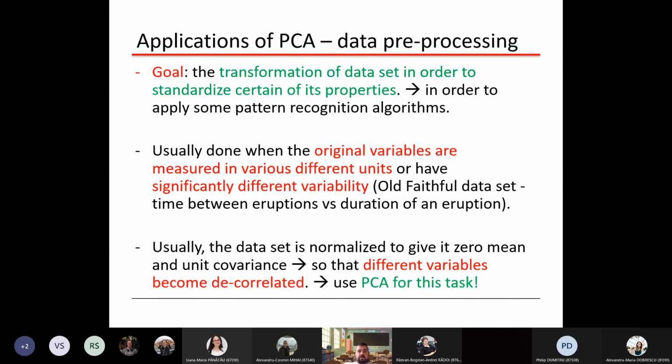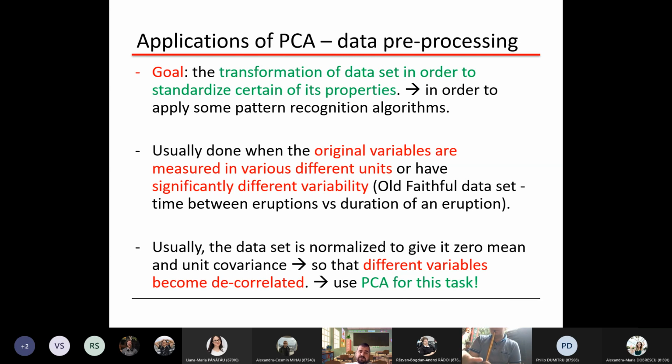Okay. The next possible application of PCA is data preprocessing. And the purpose is to transform the data set in order to standardize some of its properties. And why would you do that? Because once the data is standardized, you can apply some pattern recognition algorithms that will tell you more information about the data.